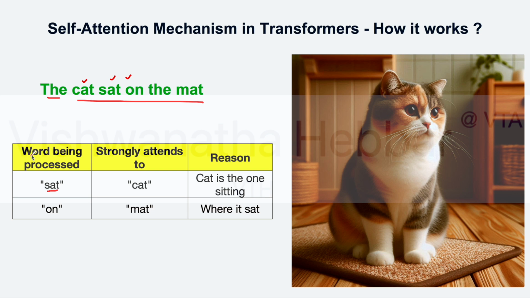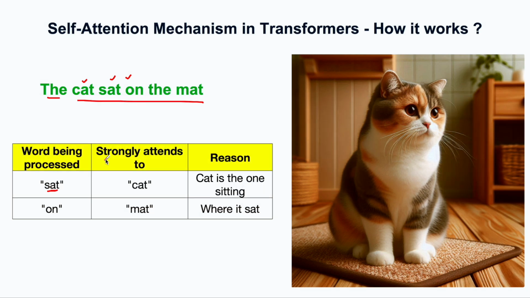For example, it is processing the word sat. It might give more importance to cat because cat is the one that is sitting on the mat here, right? Similarly, on means it will give more importance to mat because of where the cat is sitting. In this way, self-attention mechanism determines which word should be given more importance when it is understanding each word in the given input.